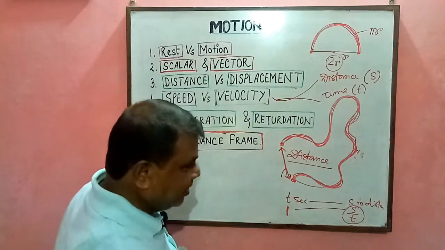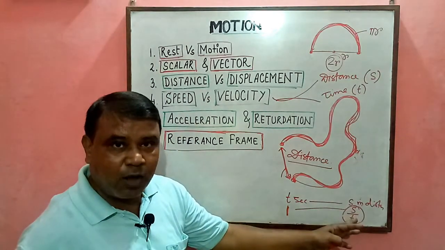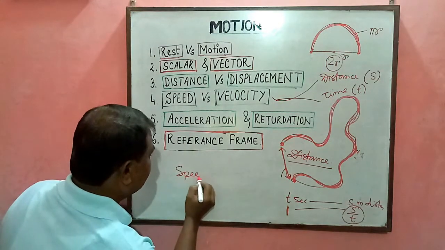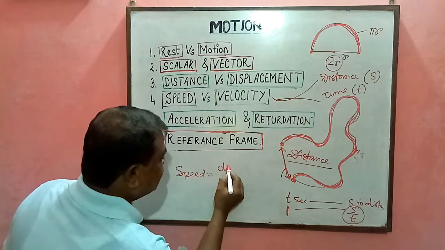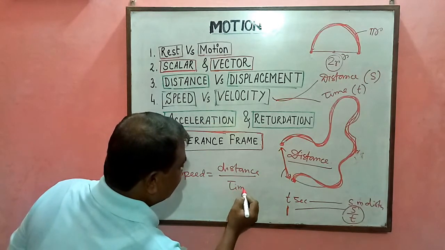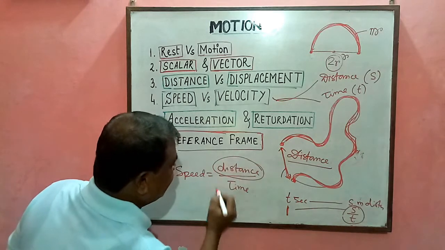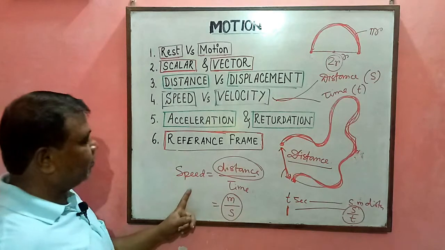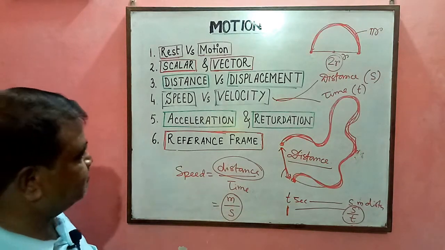So it is clear, I think. The distance traveled by an object in per unit time is called speed. It is distance upon time. Distance is measured in the SI unit meter and time in seconds. So the SI unit of speed is meter per second.